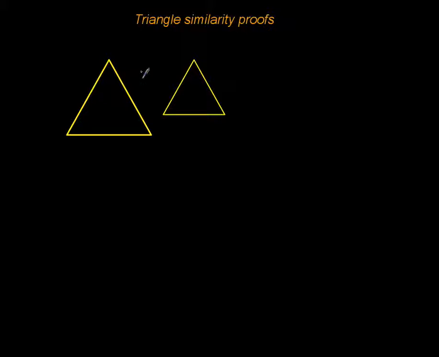Now the symbol for similarity is three upright straight lines. So these two triangles are similar.